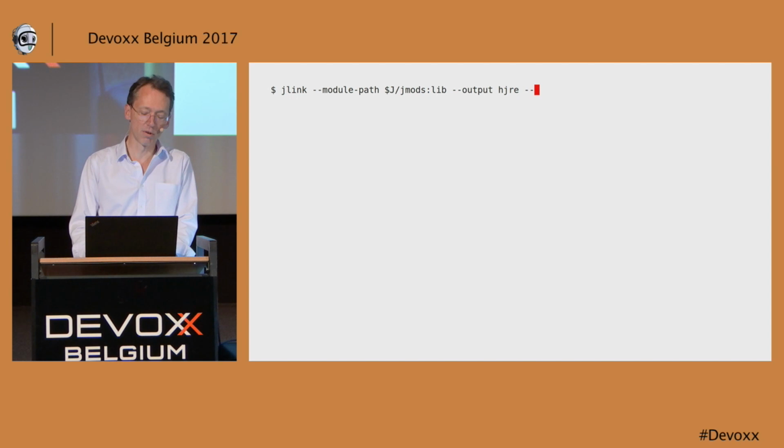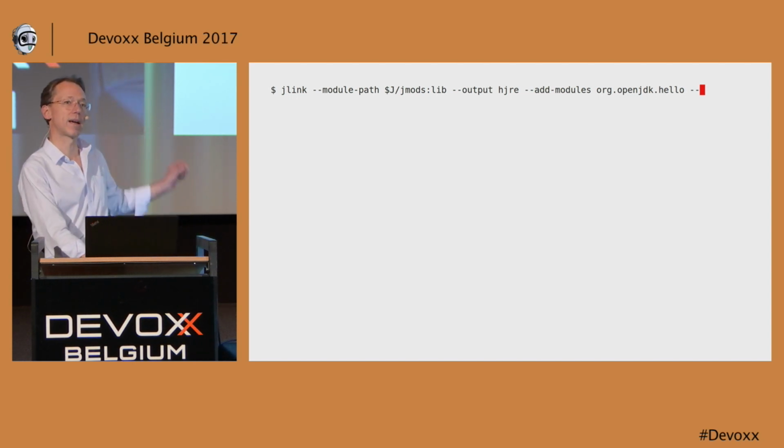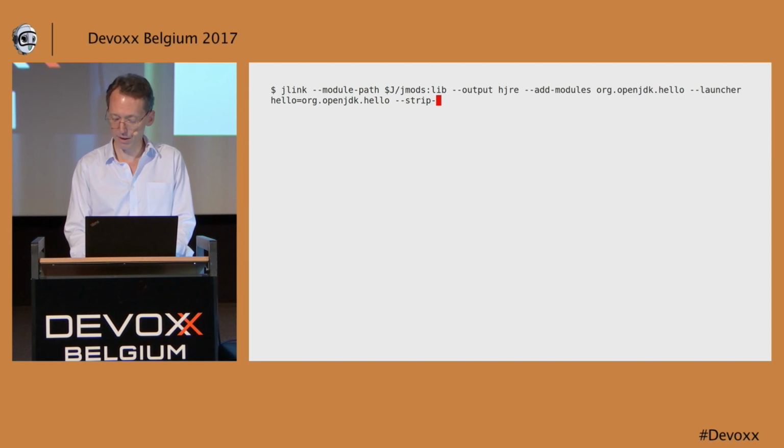I need to tell it what the root module is, where to start, so I say add modules org.openjdk.hello. And since it's going to make a custom runtime system for me, I can ask it to make me a little handy command in the bin directory that will launch my application. And just for amusement, I will make it even smaller by using a couple of other options. jlink has quite a few options for customizing its output. I'm going to strip debug info, and I'm going to compress the class files in the module archive.